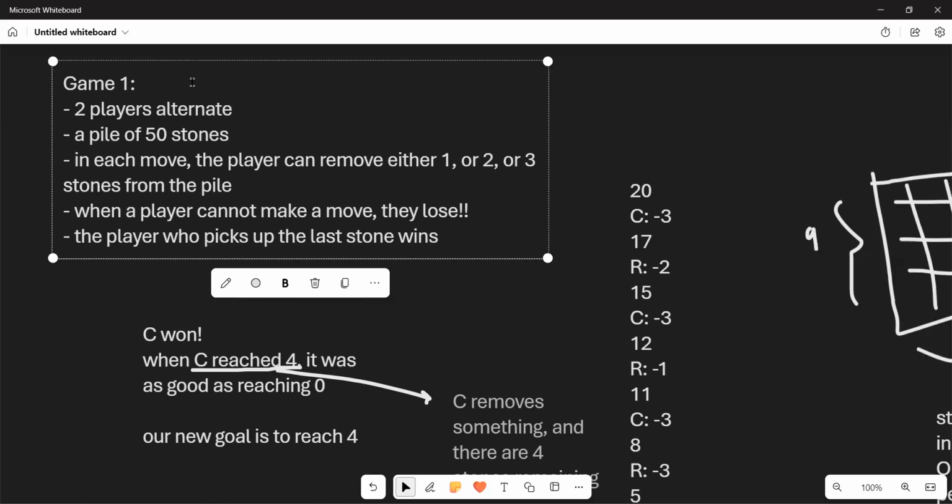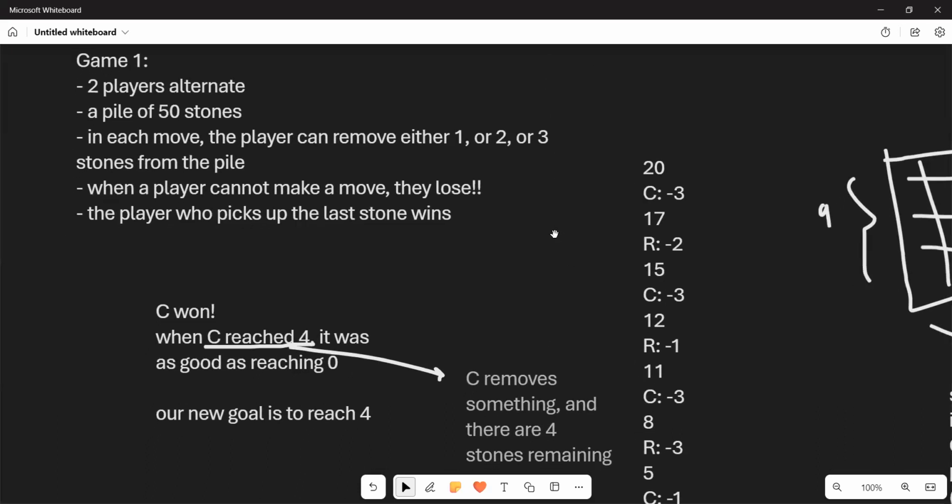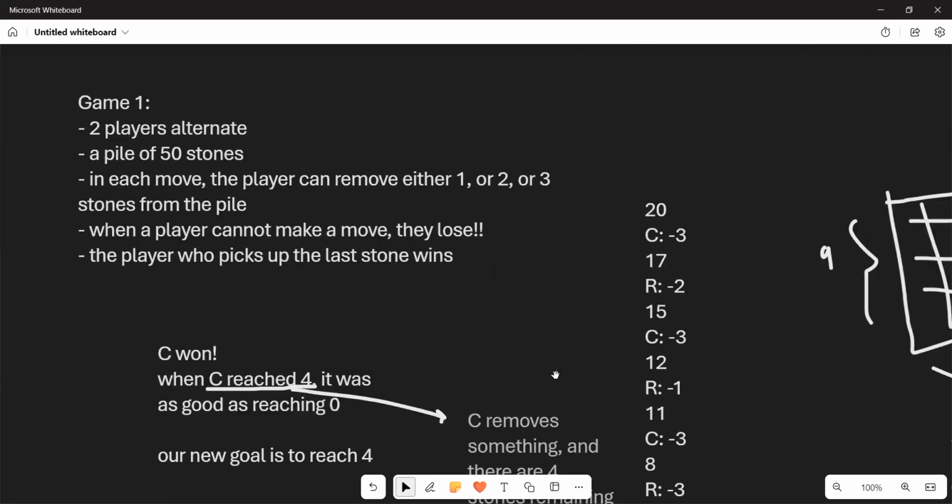So for 50 stones, Amit, think about what you would do. Would you want to be the first player or the second one, if you want to win, assuming it's not the opponent's birthday? I would be the first one. Oh, so many people want to be the first player this time. Okay, interesting. And what would your strategy be?